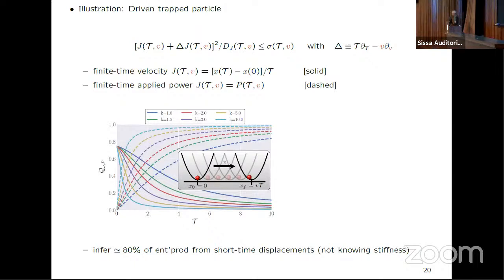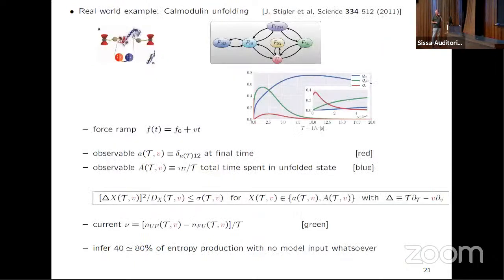And perhaps as an even more convincing example, let me come back to this experiment I introduced earlier. In these experiments, often people also apply a force ramp. So the force becomes time dependent. I'm almost done, Roberto. If you now just ask, what is the state of the system at the final time? This I call little a. Or you ask, how much time did the system spend in a certain state, let's say in the unfolded state? You have again this relation, which you can evaluate just based on your experimental data.